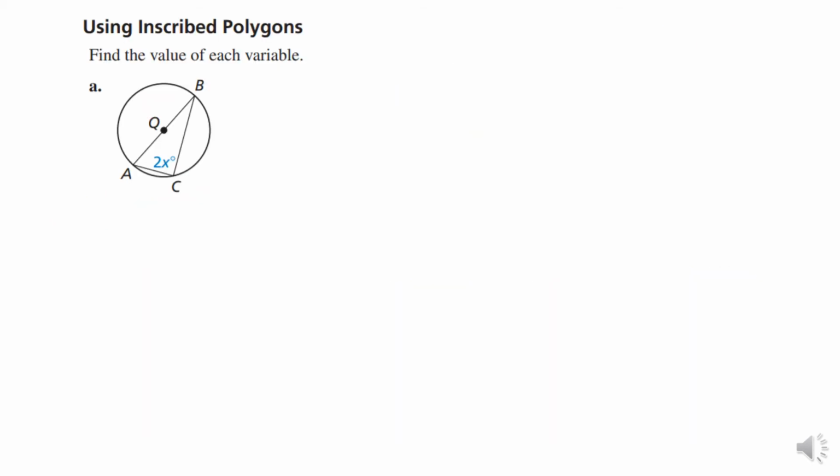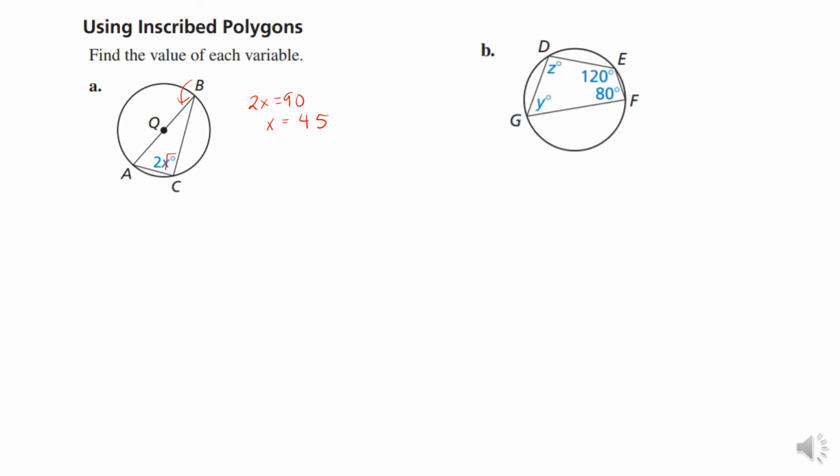All right, using inscribed polygons, find the value of each variable. So I want to find the value of x. Since this is a diameter, then I know that this is 90 degrees. So 2x equals 90, so x equals 45. And that is by the inscribed right triangle theorem.